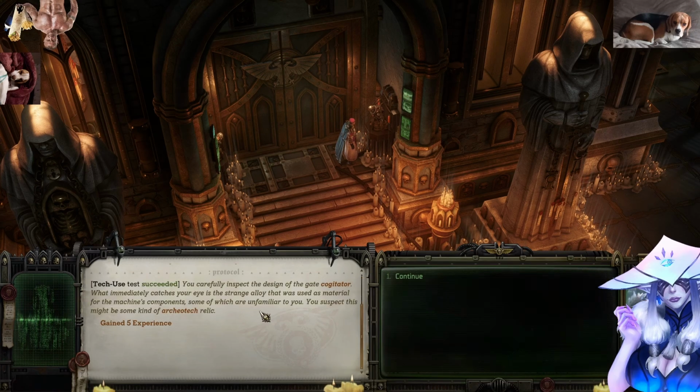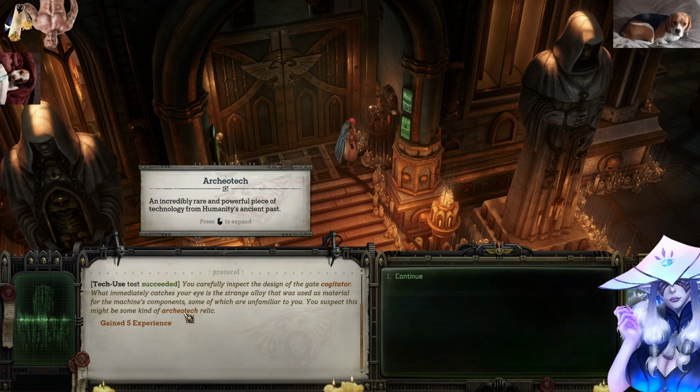You carefully inspect the design of the gate cogitator. What immediately catches your eye is the strange alloy that was used as material for the machine's components, some of which are unfamiliar to you. User expects this might be some kind of archaeotech relic.